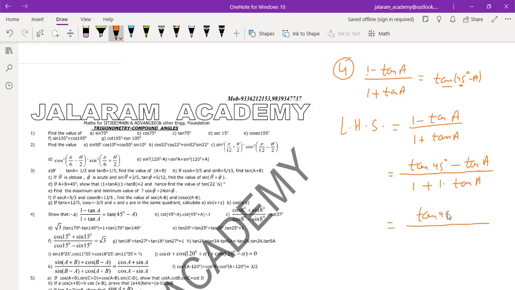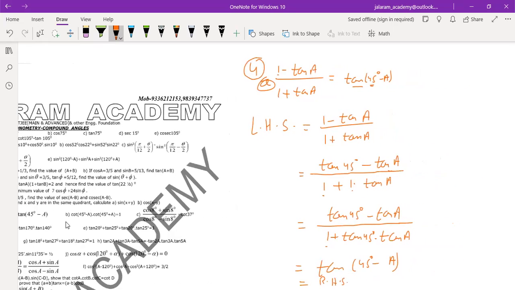To change it into the form tan A minus tan B over 1 plus tan A tan B. In place of this 1 we will again write tan 45 degree, into tan A. So it is now tan A minus tan B over 1 plus tan A tan B, which is the formula for tan(A minus B), which is RHS, hence proved. Similarly, we can solve question number B also.